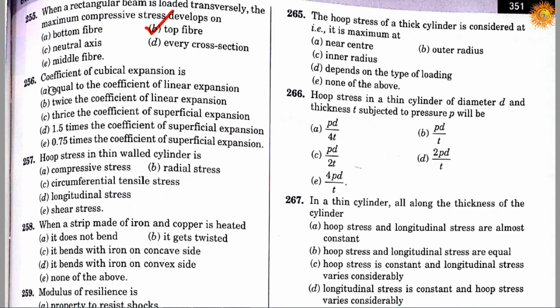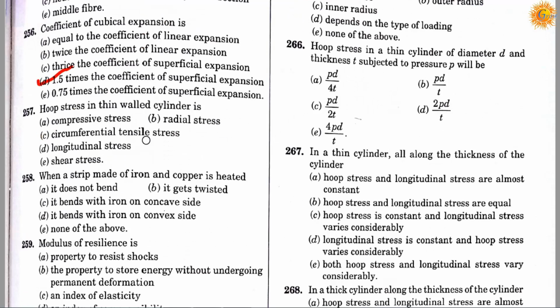Question number 256. Coefficient of cubic expansion is: option A, equal to the coefficient of linear expansion; option B, twice the coefficient of linear expansion; option C, twice the coefficient of superficial expansion; option D, 1.5 times the coefficient of superficial expansion; option E, 0.75 times the coefficient of superficial expansion. Correct answer is D. It will be 1.5 times the coefficient of superficial expansion.